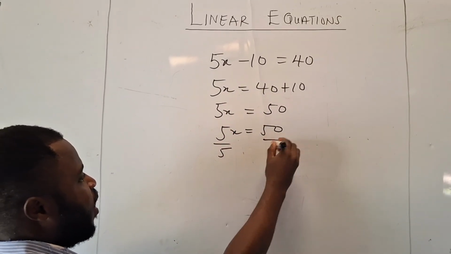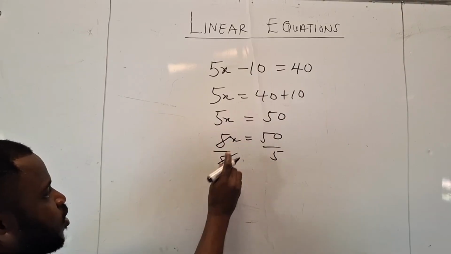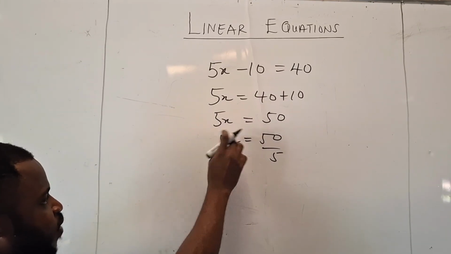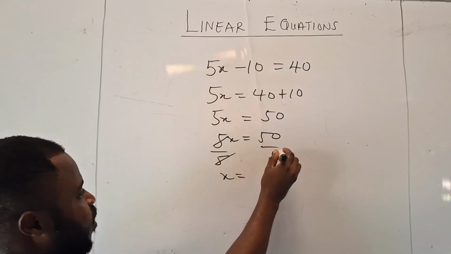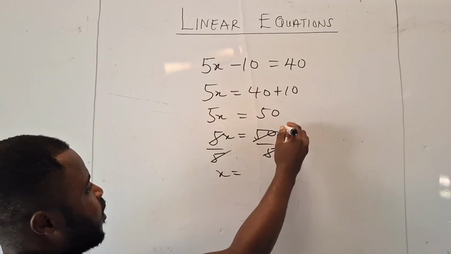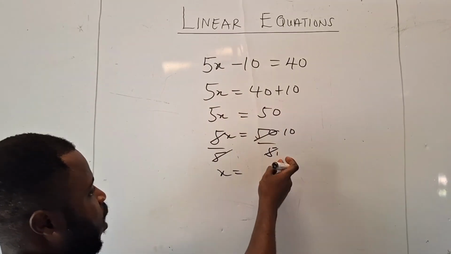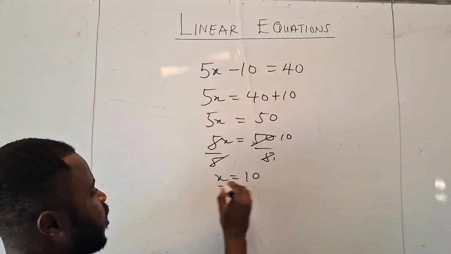We divide here by 5, here by 5. So this cancels this out. This 5 divided by 5, it will be left with the x. And 5 can divide itself 1. It can divide the 50, 10. 1 times 10 will still give you 10.